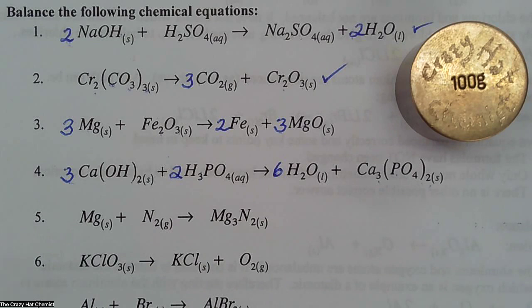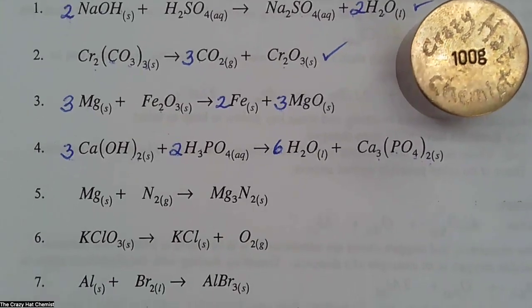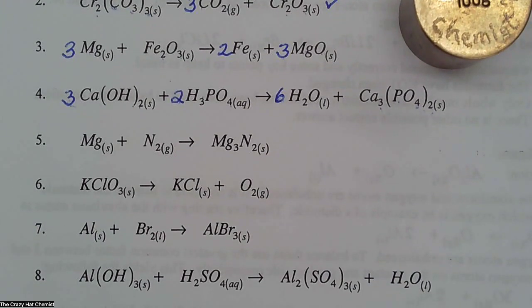I'm going to count the number of oxygens. That's 3 times 2, that's 6. 2 times 4, that's 8. So 6 and 8. And then over here I have 6 oxygens, and then 2 times 4, that's 8. So 6 and 8 again. So that's balanced. Perfect. I'm going to move this up here just slightly because we have some more reactions to do.